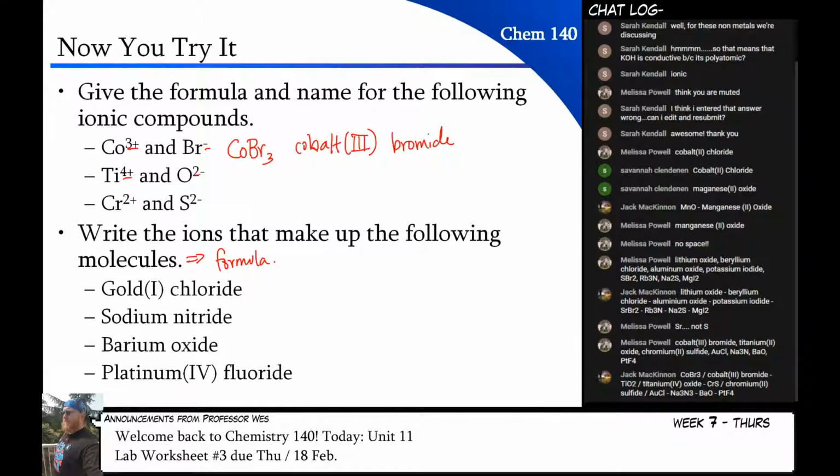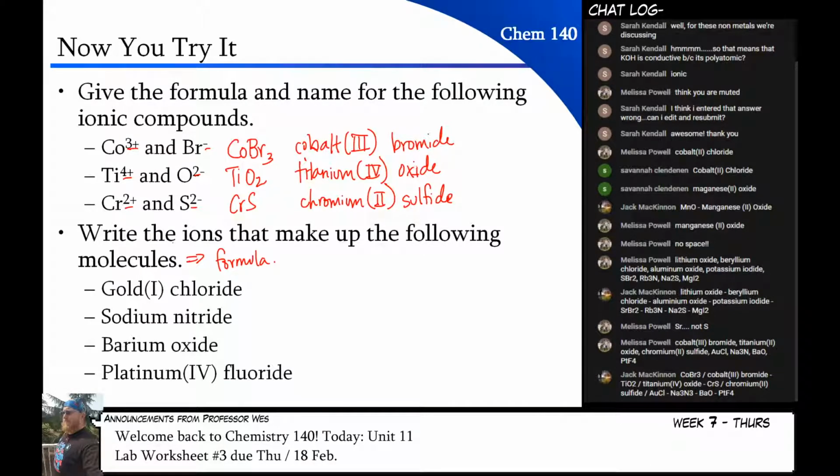Over here, +4 and -2, I'm going to need 2 of the oxygen ions. And then the name of this would be titanium(IV) oxide. For the next one, I just need 1 each to balance out the charge. For the name, chromium(II) sulfide. That's easy enough. We could do that.